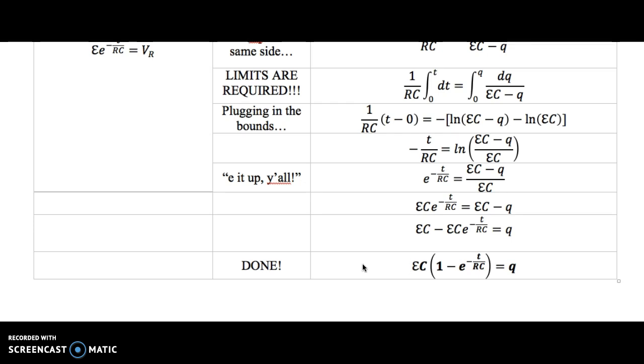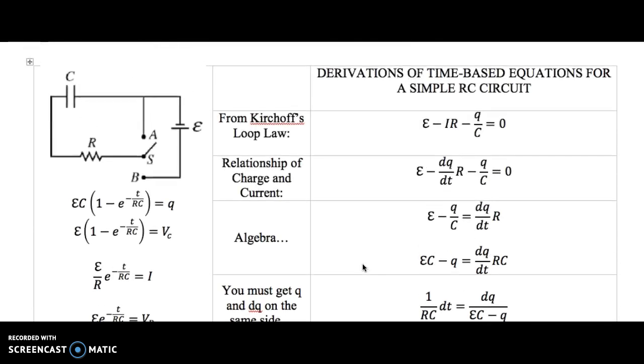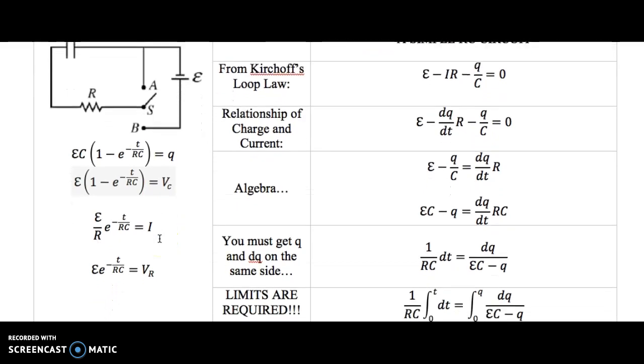Now, what about the other equations that you saw? Some of them you get from algebra, some of them you get from calculus. The voltage on the capacitor comes from V equals Q over C. We wrote the capacitor equation as C equals Q over V, but if you rearrange it, V is Q over C. So take this equation, divide both sides by C, and that would be the voltage on the capacitor.